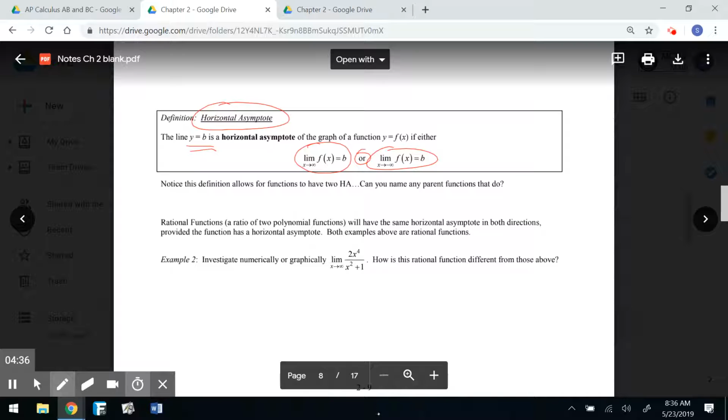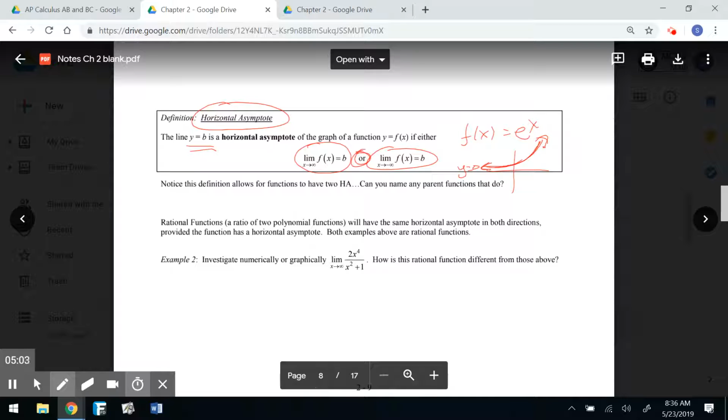It doesn't have to be both. For example, we have a function f of x equals e to the x, the exponential function. If you remember what that guy looks like, as we approach negative infinity, it goes to 0. So there's a horizontal asymptote at y equals 0 for this particular function. However, as x goes to infinity from the right-hand side, it grows without bound. So that's why we have that "or."